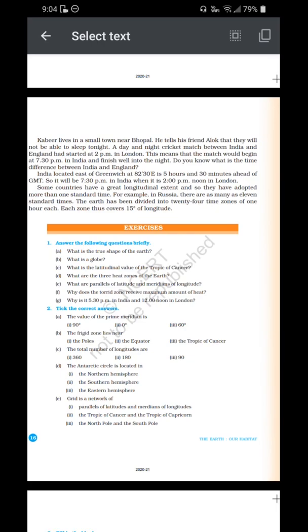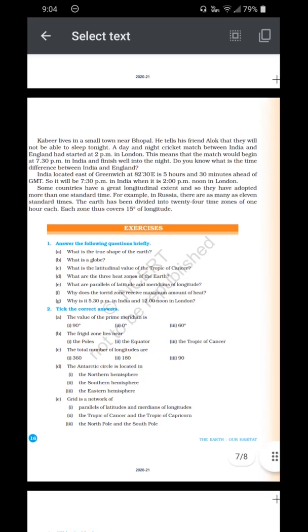Do you know what is the time difference between India and England? India, located east of Greenwich at 82 degrees 30 minutes east, is 5 hours and 30 minutes ahead of GMT. So it will be 7:30 p.m. in India when it is 2 p.m. in London.